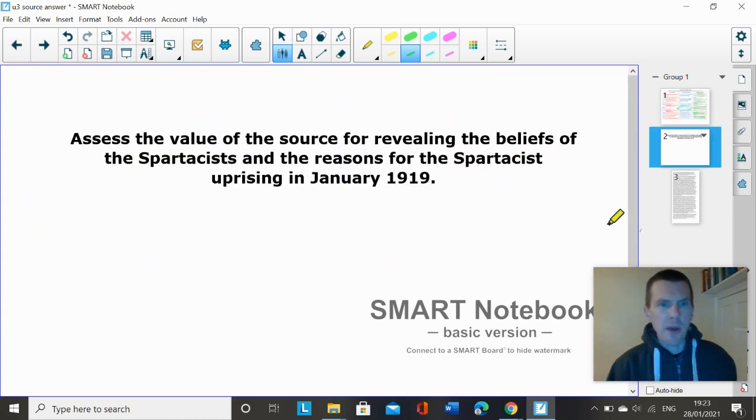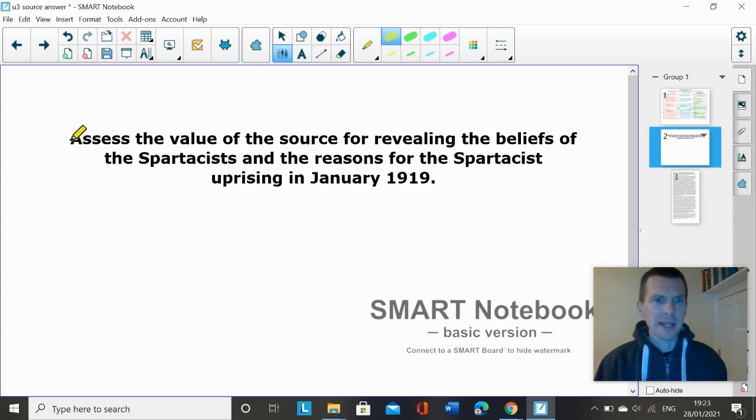So let's just have a quick reminder of this particular question and of what all the paper 3 questions look like. So this start here, which we'll highlight in yellow, assess the value of the source. Remember, it's just one source in paper 3. This bit is common to all paper 3 questions. So no matter whether you're doing Lancastrians and Yorkists or the Germany paper, you will get a question saying this.